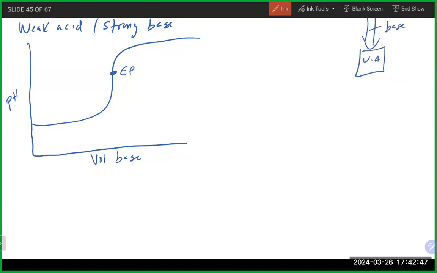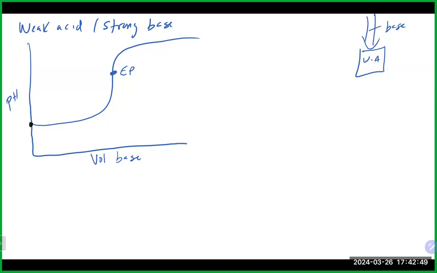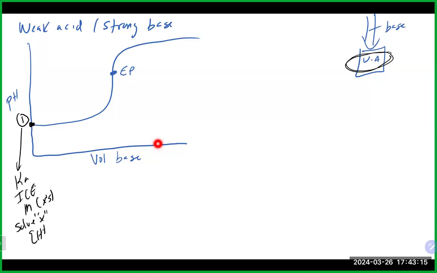We have, again, our first spot here, which is before we begin. And in this first spot, though, it is a little bit different than the previous titration. We are actually starting with a weak acid in this case. So this is really a Ka type problem. You need to do an ice table. You could use molarity and X's, and obviously solve for X. And when you solve for X, that will be your H plus concentration, and then you could get to your pH using the pH equation to do so.